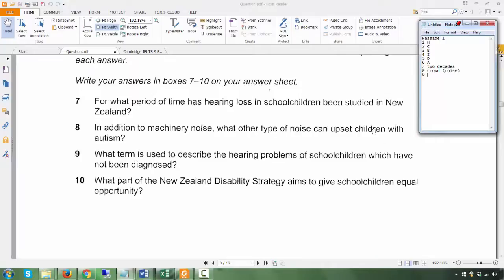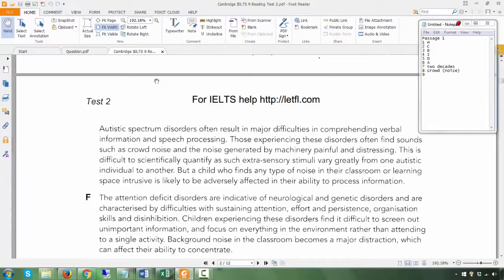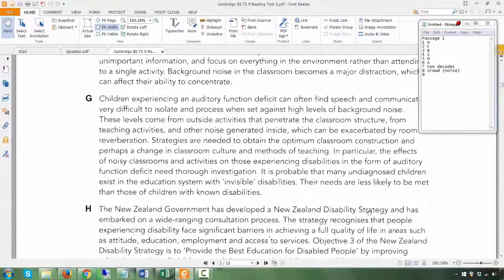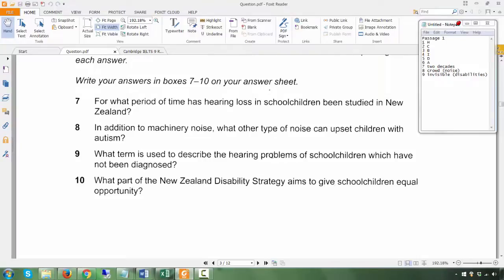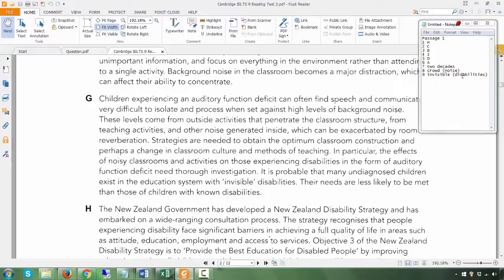What term is used to describe the hearing problems of school children which have not been diagnosed? It's in G. It is probable that many undiagnosed children exist in the education system with invisible disabilities. The term is invisible. You can put disabilities, but that is optional.